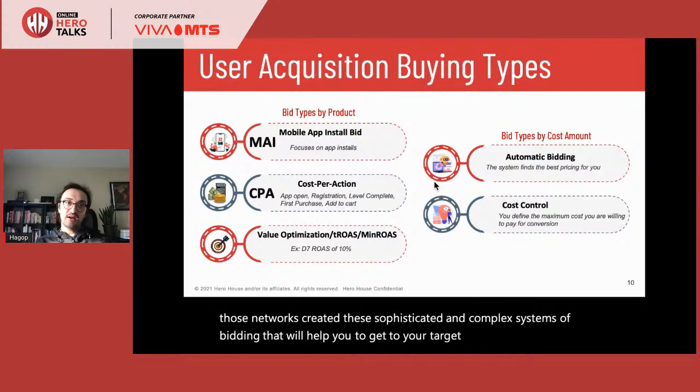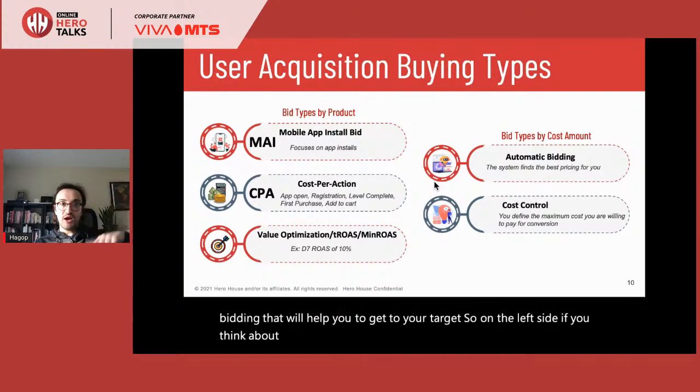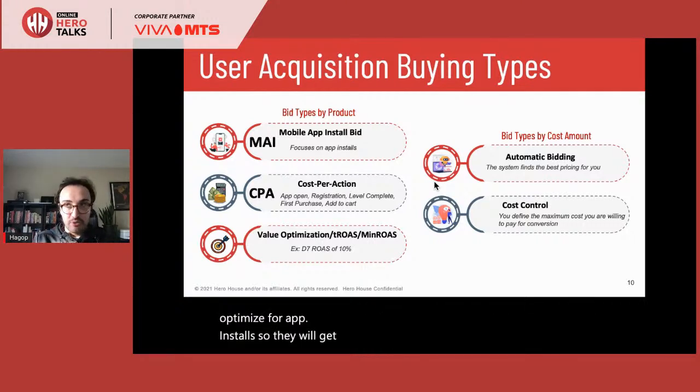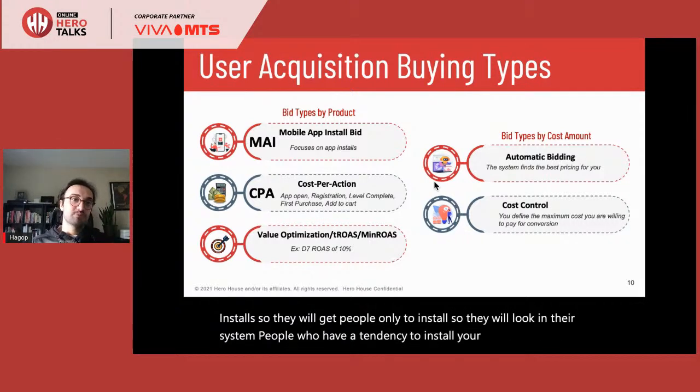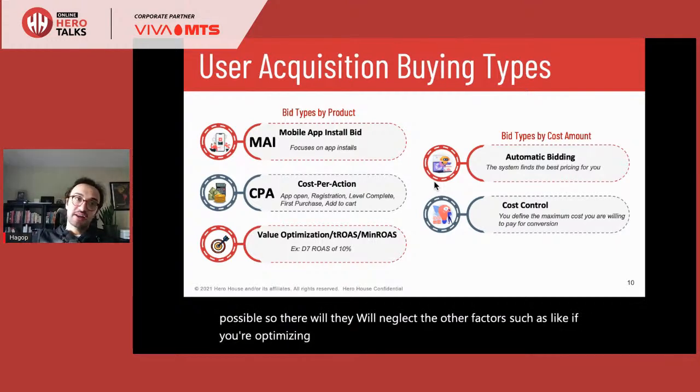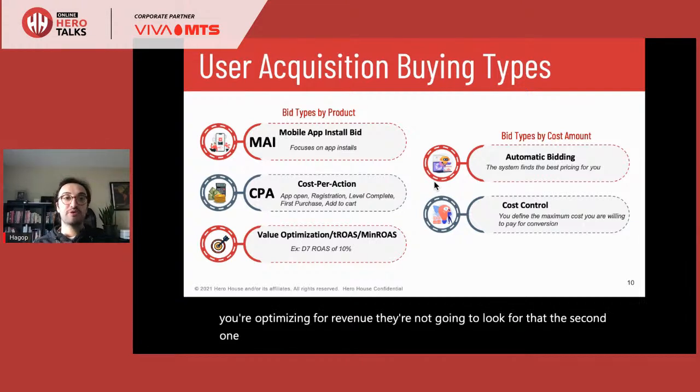So on the left side, if you think about it from the top, you have the broader one, which is MAI, which is mobile app install bid. What this will do is the system will only optimize for app installs. So they will get people only to install. They will look in their system for people who have a tendency to install your app at the lowest cost possible. So they will neglect the other factors, such as if you're optimizing for revenue, they're not going to look for that.